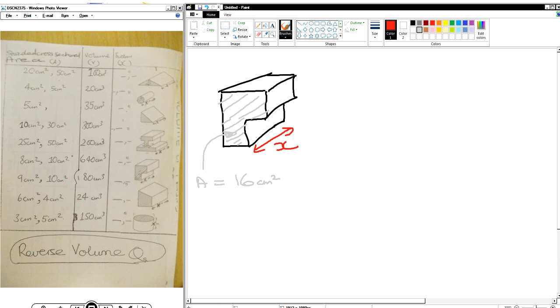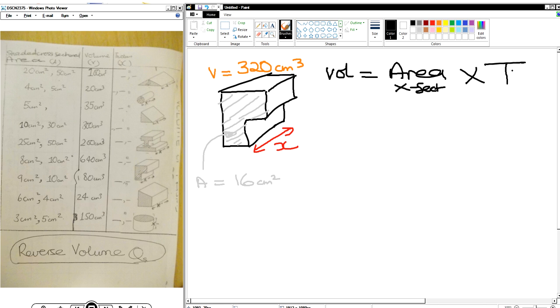But we are told that the volume of this shape is equal to 320 centimeters cubed. Okay, hang on a second, Fahmi. Fahmi's already done it. So what do we start off with first, girls and boys? Start off with the formula. Volume is equal to the area of the cross section multiplied by the thickness.